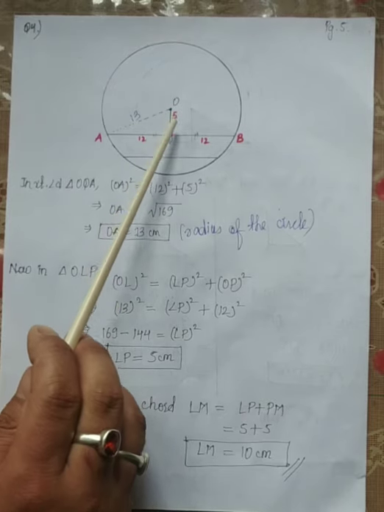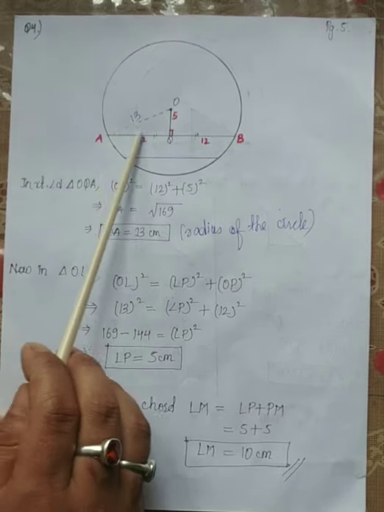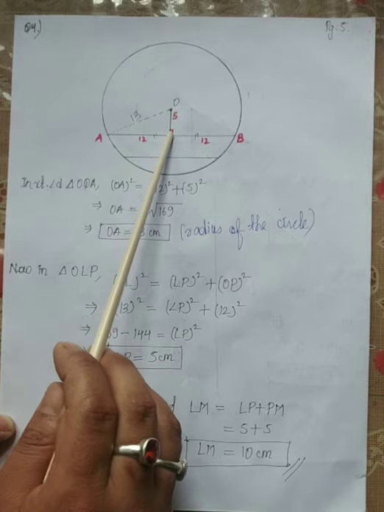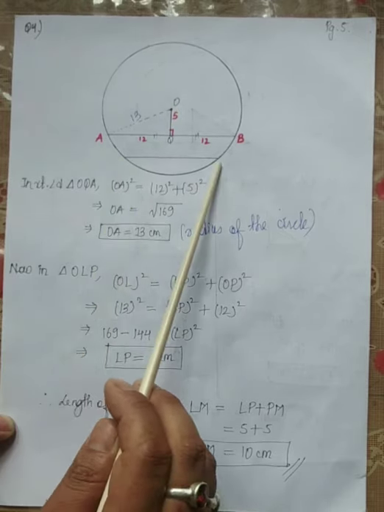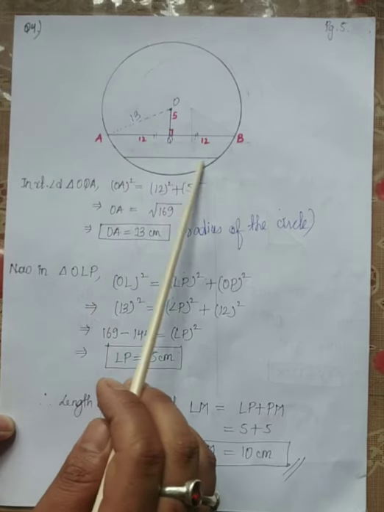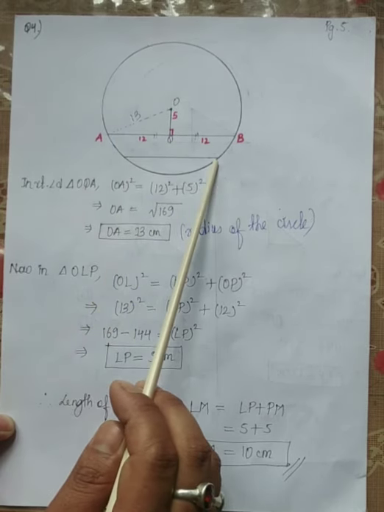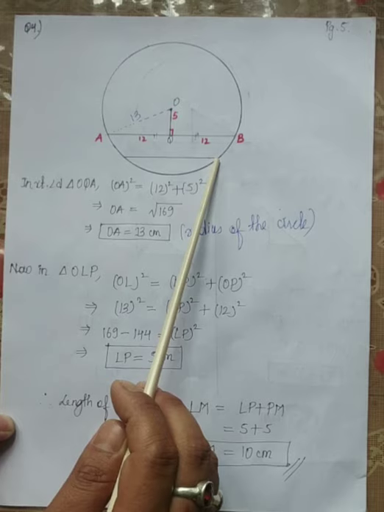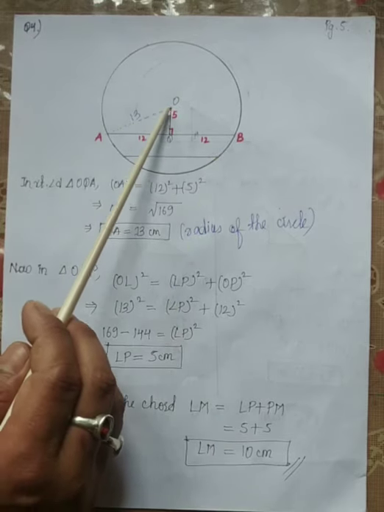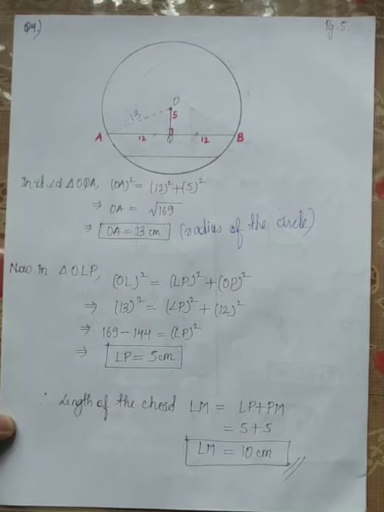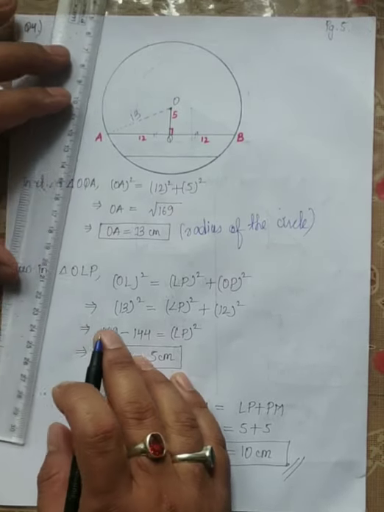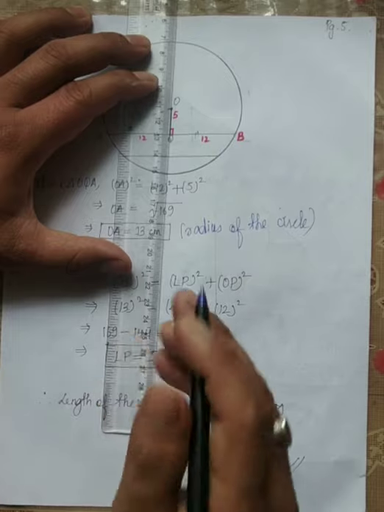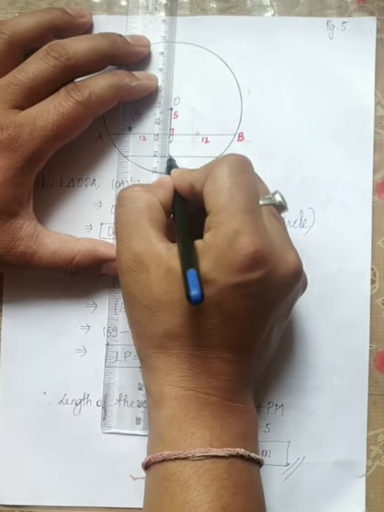See, from here to here it was 5. Distance between the chord and the center is 5. Now I need to find the length of this chord which is below AB, which is at a distance of 12 centimeter. So from here to here it is 5, so 12 will be below this. So what we do is use a pencil and ruler and drop this chord down there till here.